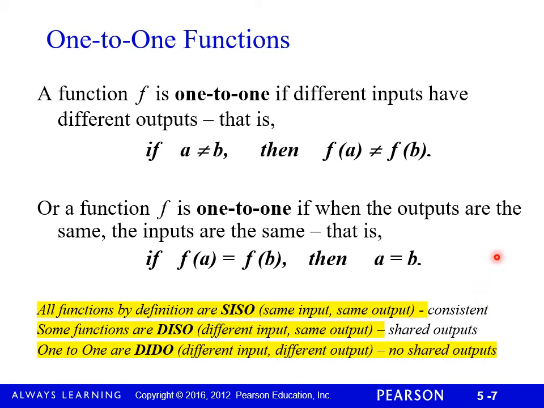One-to-one functions are what we call DIDO. For each different input, there is a different output. You can't have 1 go to 30 and 2 go to 30, etc. That might still be a function, but it wouldn't be a one-to-one function. A one-to-one function has no shared outputs. No two inputs create the same output.